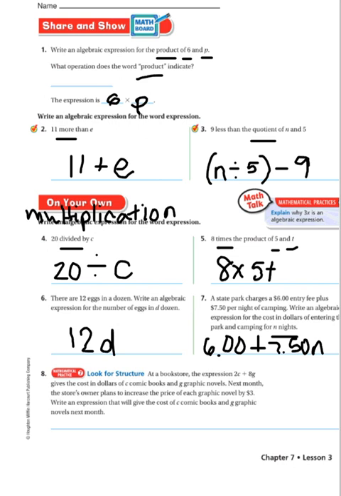Number 8. Look for structure. At a bookstore, the expression 2C plus 8G gives the cost in dollars of C, comic books, and G, graphic novels. Next month, the store's owner plans to increase the price of each graphic novel by $3. Write an expression that will give the cost of C, comic books, and G, graphic novels next month.